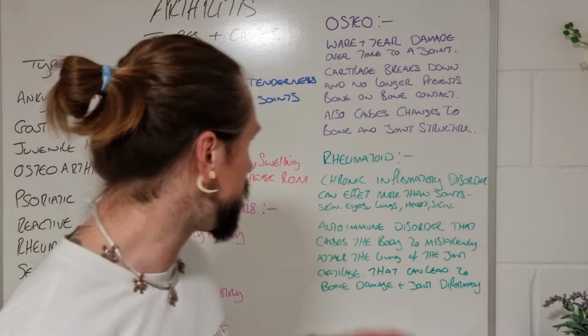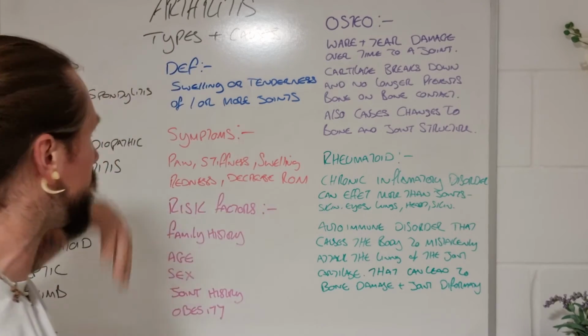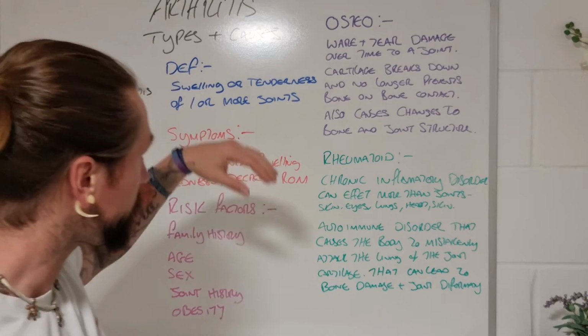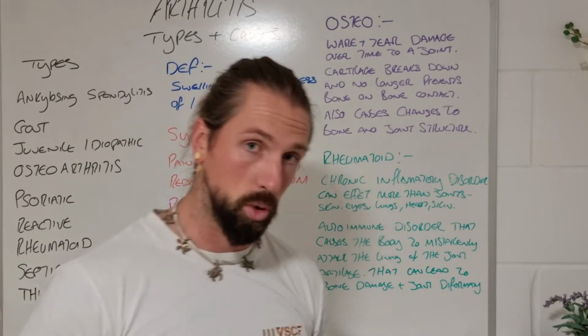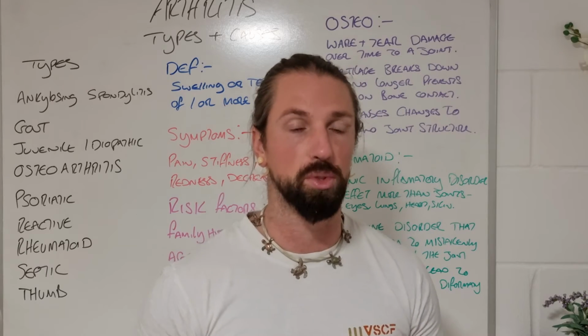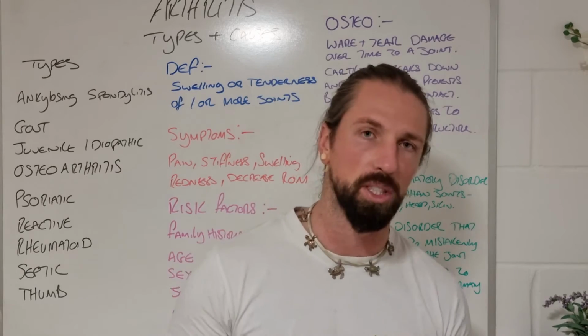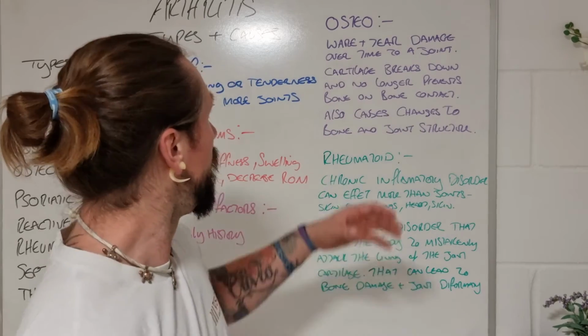Okay, so these points aren't going to change throughout the series, but it's something we'll keep retouching on just in case. So the two types we're going to talk about today: osteoarthritis and rheumatoid arthritis. We'll start with the first one, because osteoarthritis is the one we tend to know the most about. So we'll dive in there.